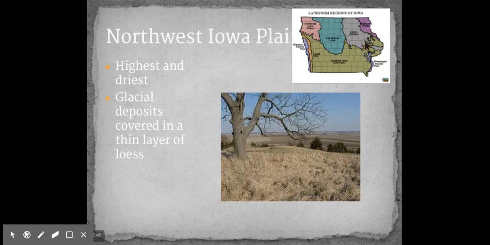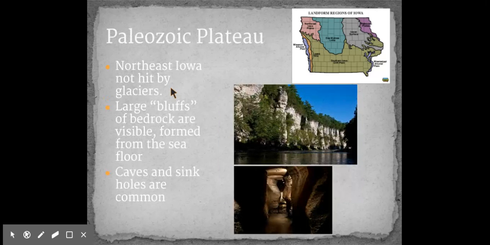The Northwest Iowa Plains, this pink section up in the left, is the highest and driest part of Iowa and also was created because of glacial deposits, covered now with a thin layer of loess from the wind.